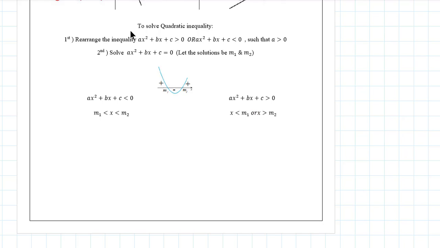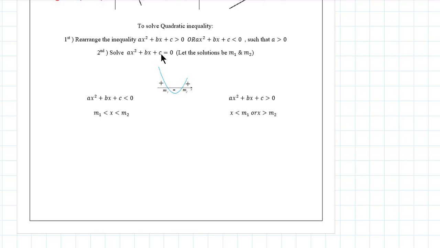The second point is about how to solve quadratic inequalities. In this case, the first step is to rearrange the inequality in the form ax squared plus bx plus c more than 0 or less than 0, such that we must make a positive. Try to make a, which is the coefficient of x squared, positive. And in the second step, we will replace the inequality sign with an equal sign and solve it as an equation.